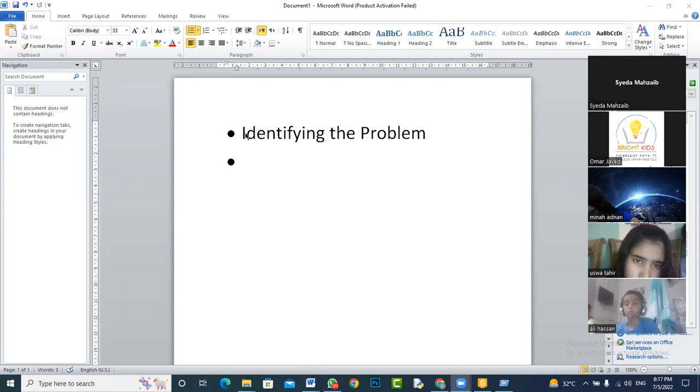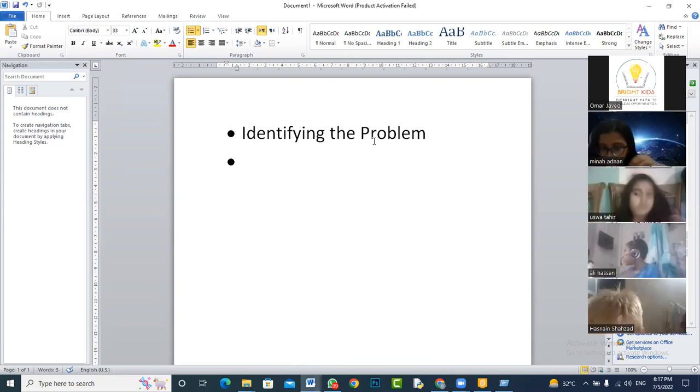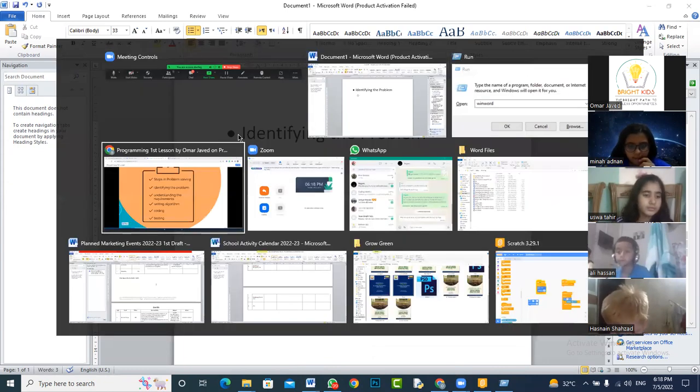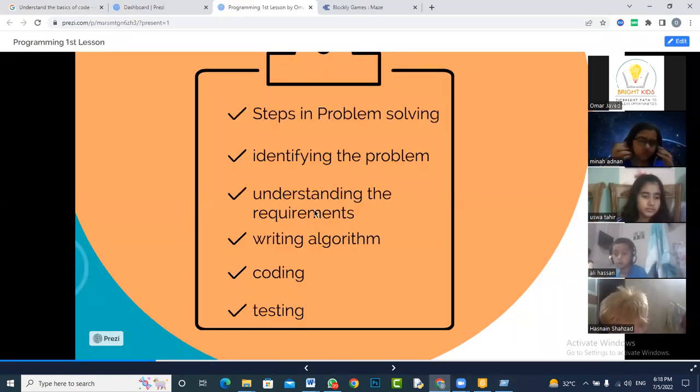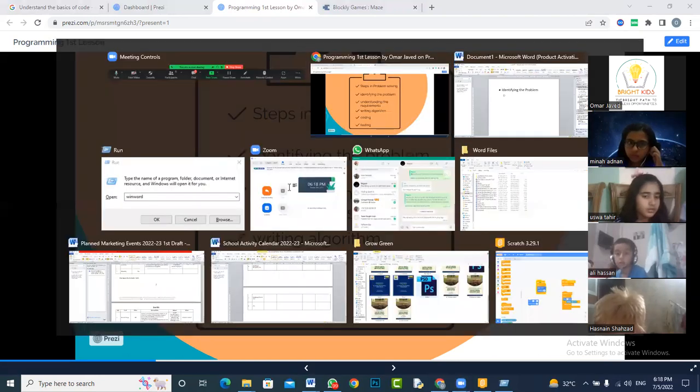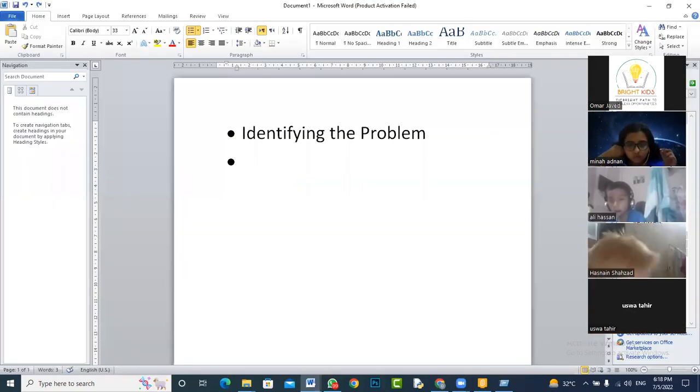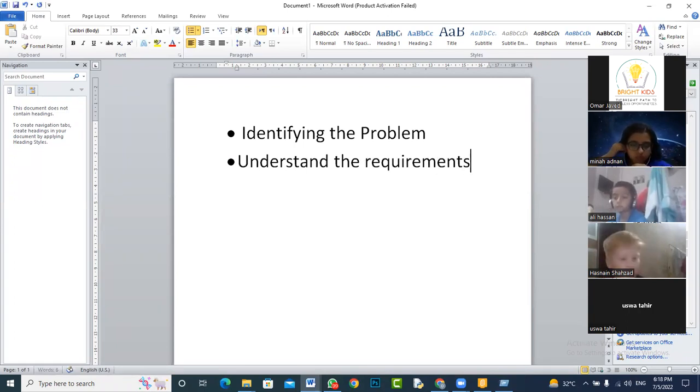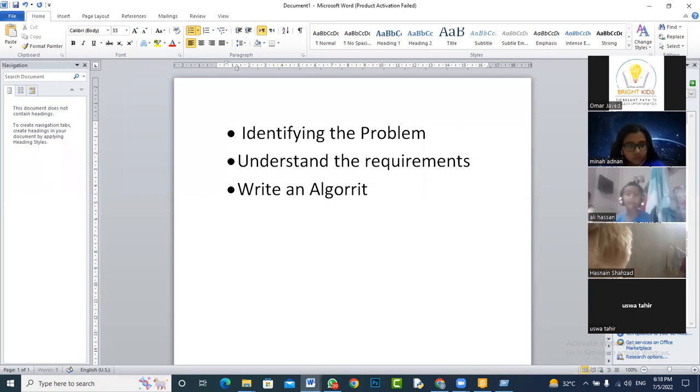So the first step is identifying the problem. The problem solving method is a process of many steps, and the first step is identifying the problem. After that, the next step, as you remember, is understanding the requirements. After you have identified the problem, you need to understand the requirements. After understanding the requirements, you need to write an algorithm. What is an algorithm? I will tell you that also.